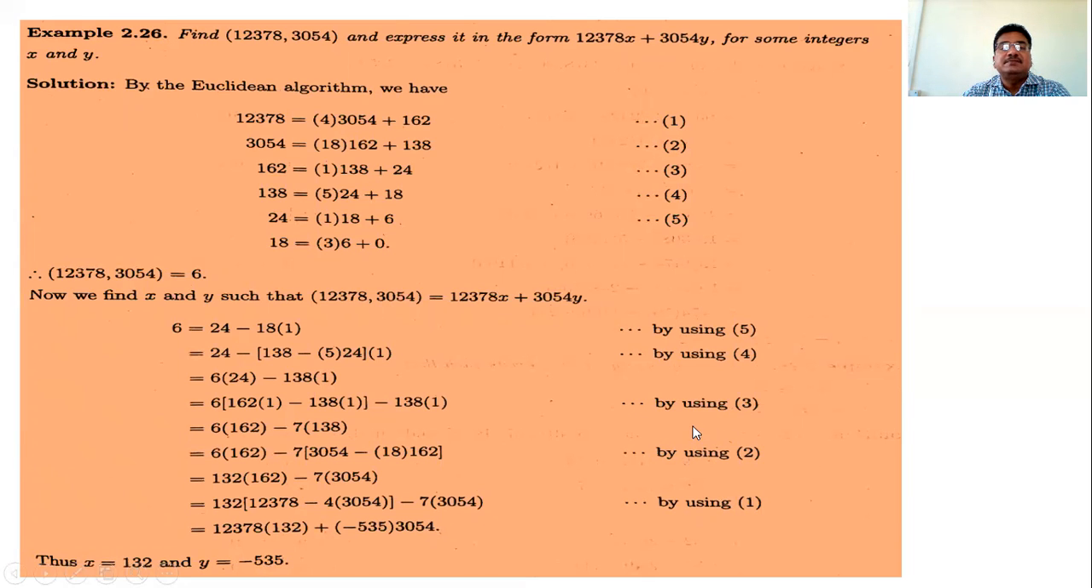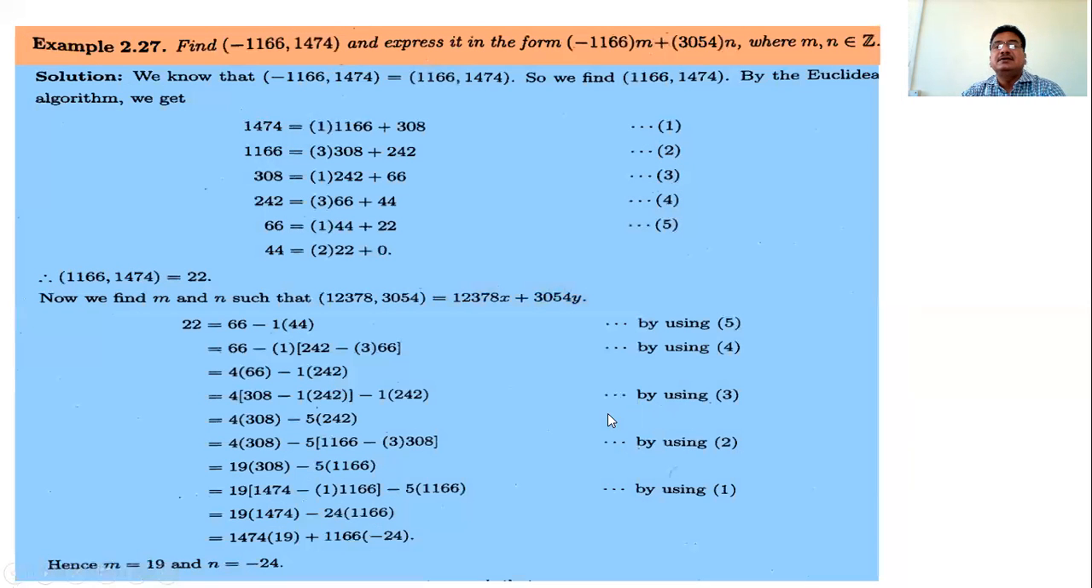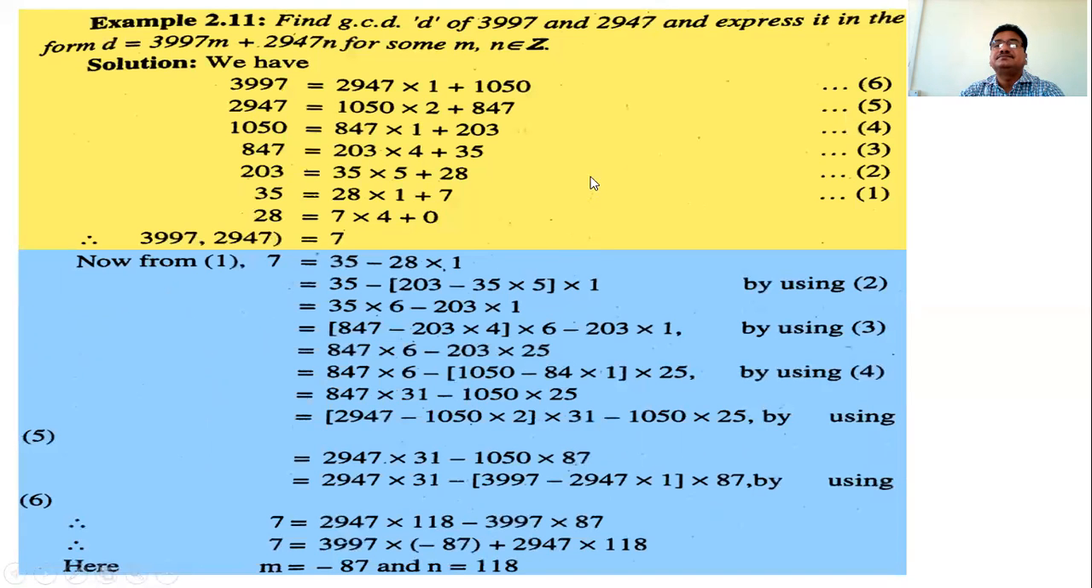So again, the same types of examples. We will see all the remaining examples of greatest common divisor in the next lecture.